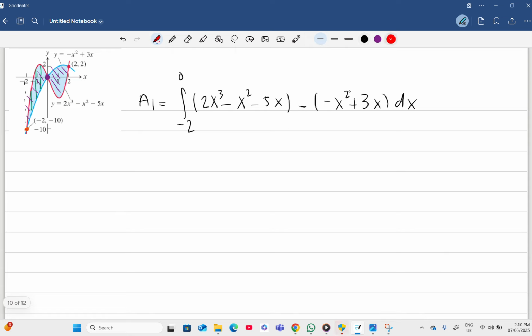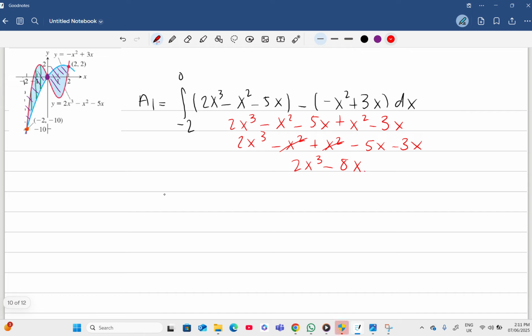Now before I solve, let me simplify. So now I'm just simplifying my function. 2x cubed minus x squared minus 5x. I'm going to distribute the negative: plus x squared minus 3x. Now let me put the like terms together. 2x cubed minus x squared plus x squared minus 5x minus 3x. These two are going to cancel, so I'm going to get 2x cubed minus 8x as my final function. So let me rewrite this. Area 1 is the integral from 0 to 2 of 2x cubed minus 8x dx.